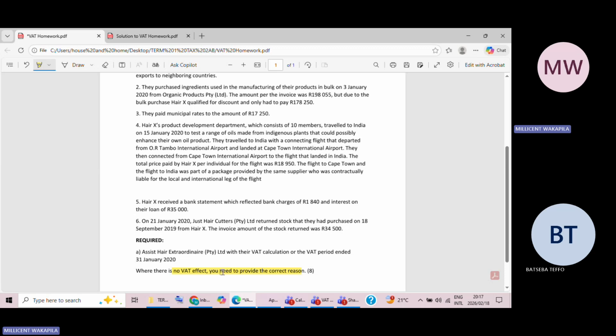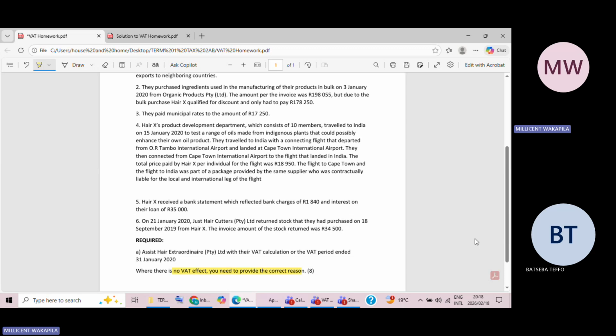Because in tax, one thing that I'm going to say now and keep on saying for the rest of the year is that they don't mark you for saying no VAT, then zero. They mark you for the reason that you would have given behind the zero that you would have written. So only knowing that here there is no VAT is not a valid enough reason for you to get marks. You only get marks when you know the reason why there is no VAT.